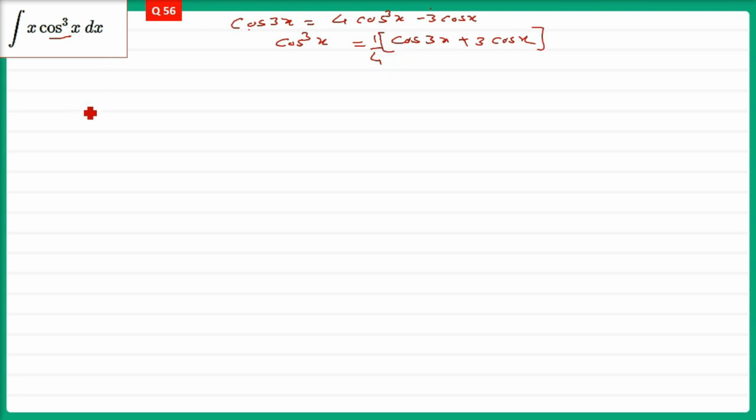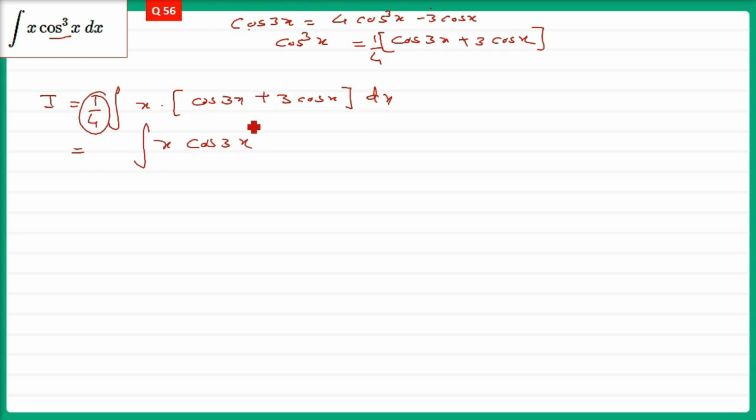Now let's replace it here. So this integration will be formed like this: x, in place of cos cube x, 1 by 4 I am taking outside and writing (cos 3x plus 3 cos x) inside, with a dx. We'll deal with this 1 by 4 later. This will be two terms: x into cos 3x, because when you multiply x inside, x cos 3x will be one term, and x cos x with a 3. So 3 I am taking outside, and x cos x will be the second term.